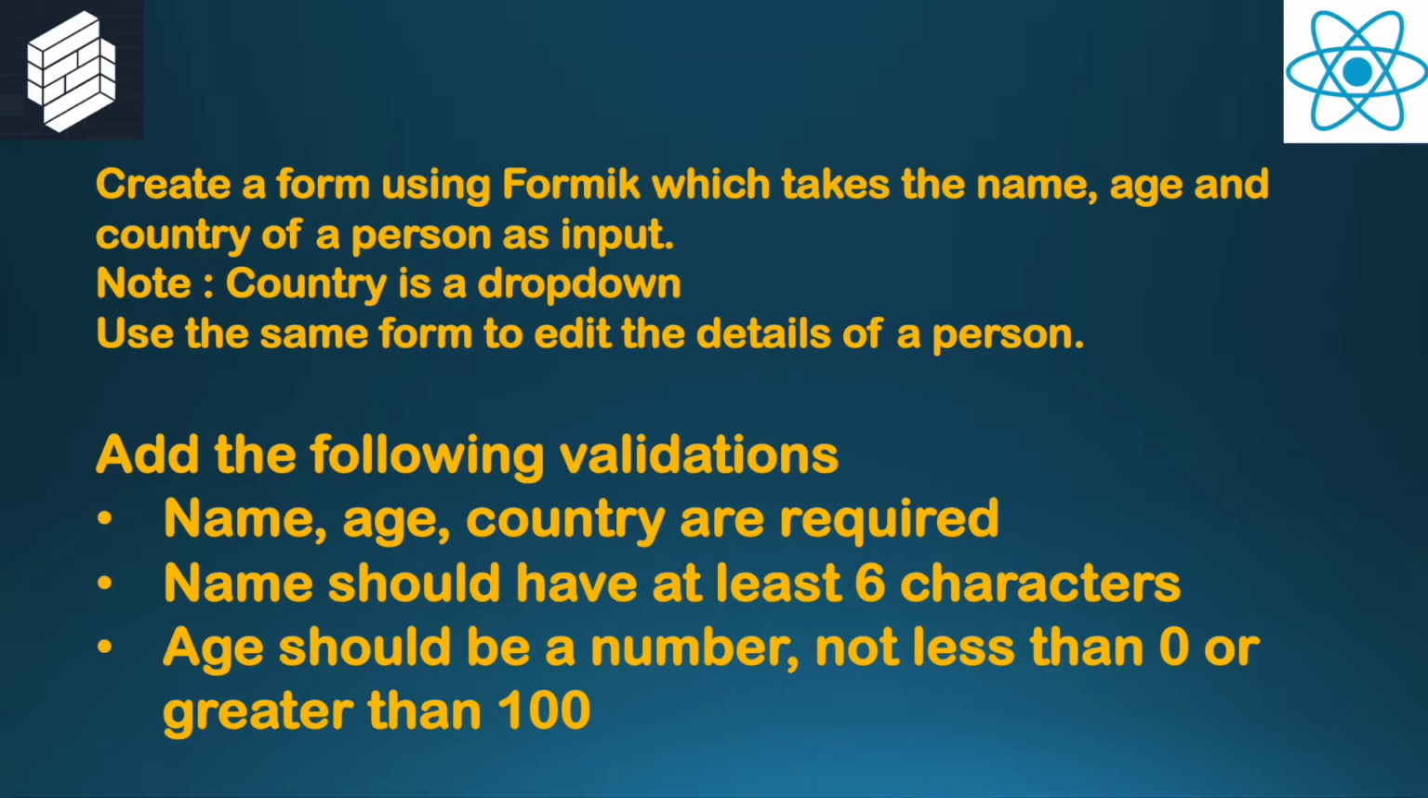Next, what do we want to do? Add the following validations. Name, age, country are required. Name should have at least 6 characters. And age should be a number not less than 0 or greater than 100. So these are the validations we want to add to our Formik form. So how should we do that?